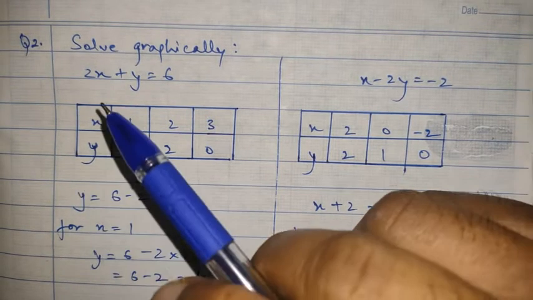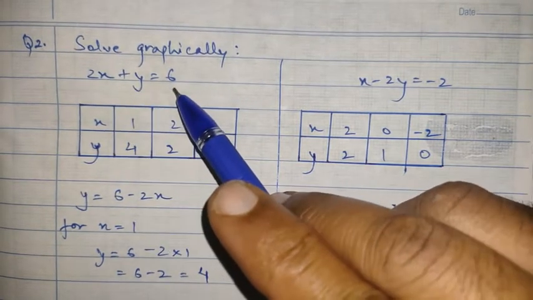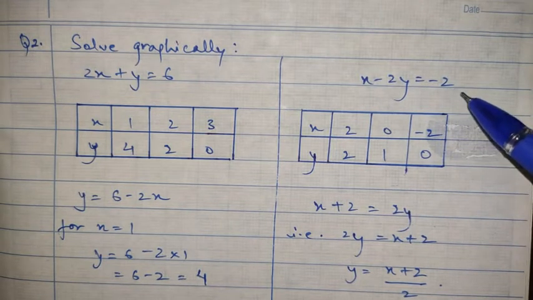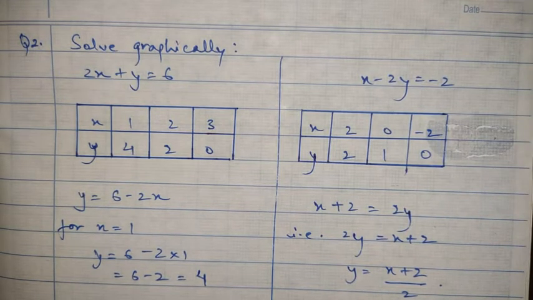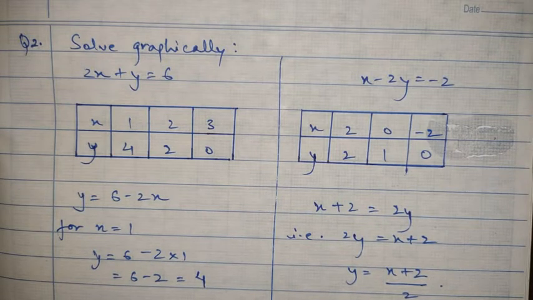So in this question, it is given: solve graphically 2x + y = 6, and another equation that is given, x - 2y = -2. Now this question means that you have to use the graph instead of the cross multiplication method, elimination method, or substitution method, which you were doing earlier in the chapter of simultaneous linear equations.